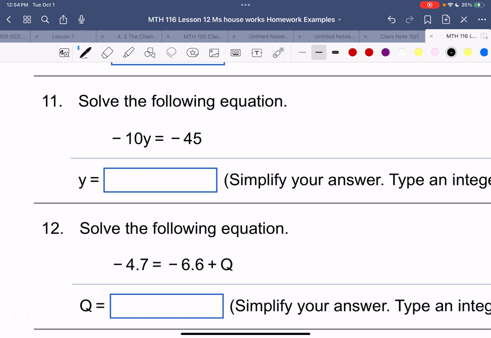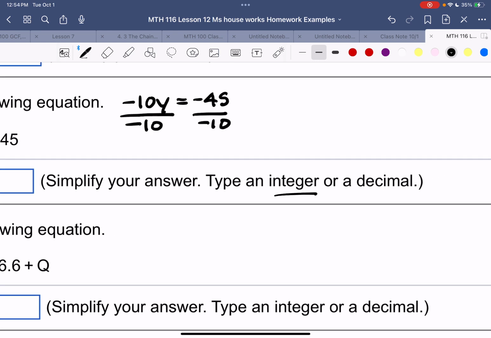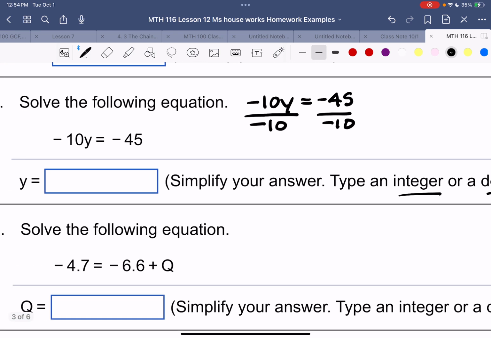Here I have multiplication in number 11. Negative 10y is negative 45. I'm going to have to divide because I have multiplication. Look at my format, integer or decimal. So this is going to be a positive 1. Negative 10 divided by negative 10, and we don't have to write that, so y equals 4.5.